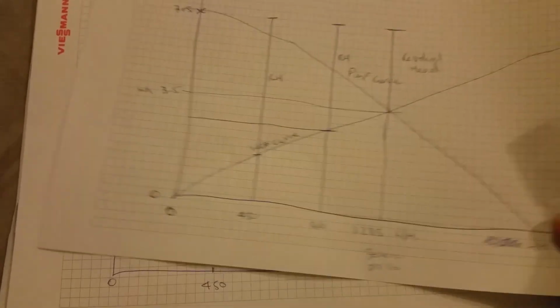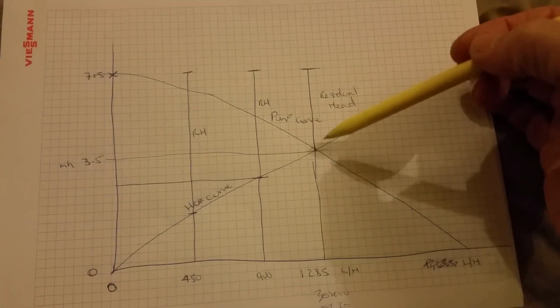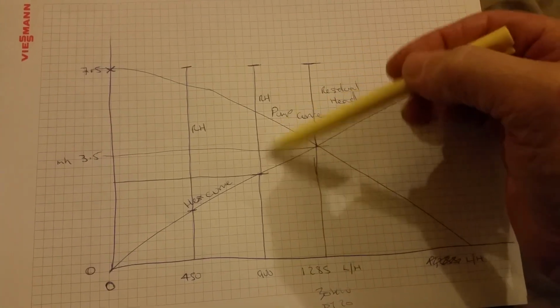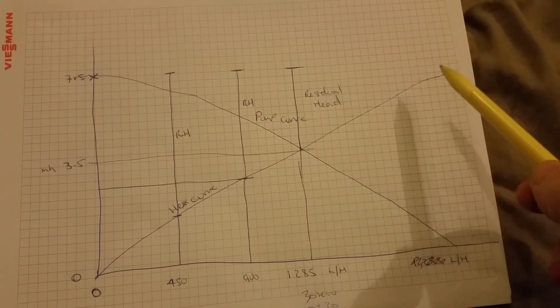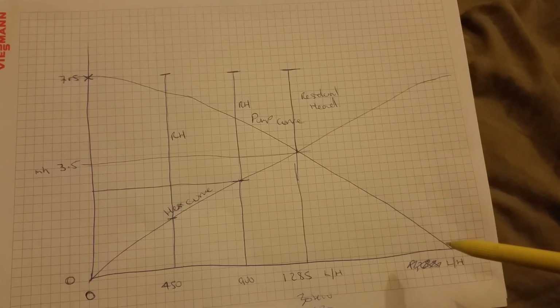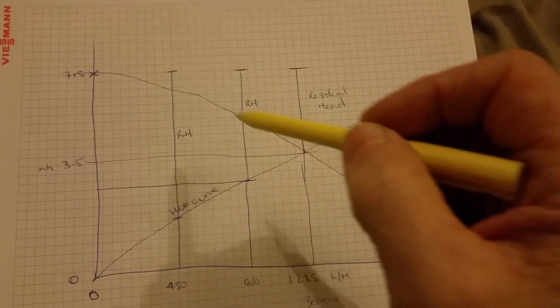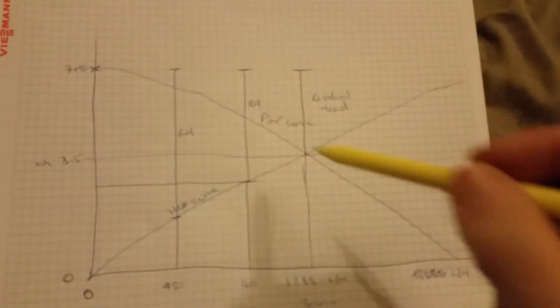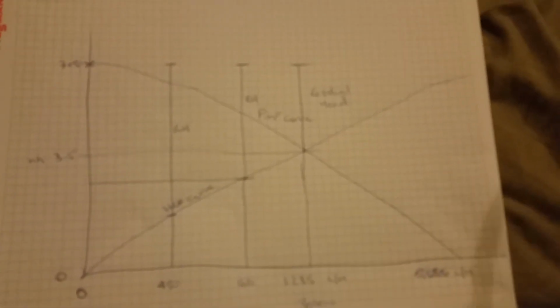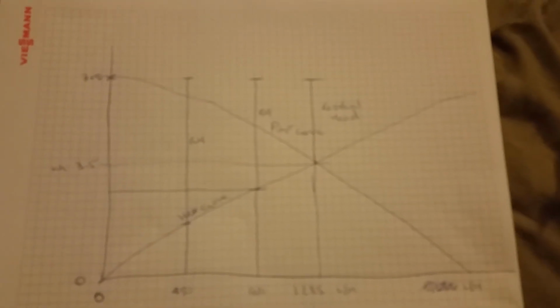So the residual pump head is the pump head that's left over when we plot the increase in resistance through the heat exchanger due to flow against the loss of head in the pump, or the gaining of head, if you like, as the flow reduces, and the loss of head as the flow increases down that pump curve line.